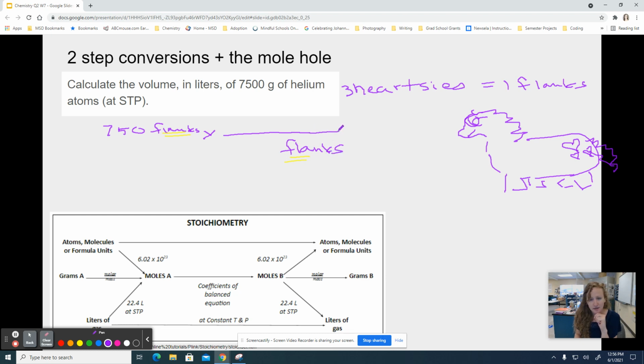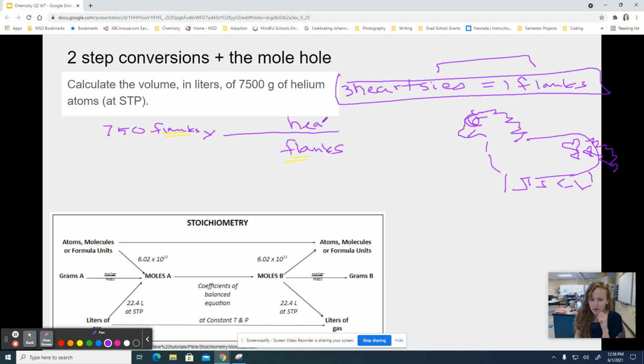Okay, now I have a relationship here. So in my relationship, flanks are related to heartsease. I guess I'll just spell the whole word out, right? Okay, so we have my measured amount of 750 flanks. Now, notice that number does not come from my relationship. That initial number is measured or given to you in the problem. That relationship that you see, that's always true between heartsease and flanks, is here in the middle.